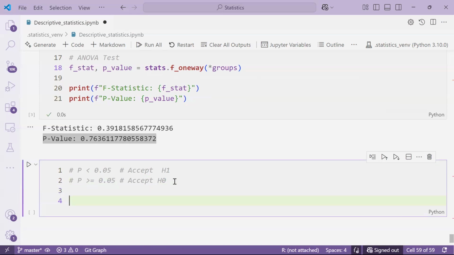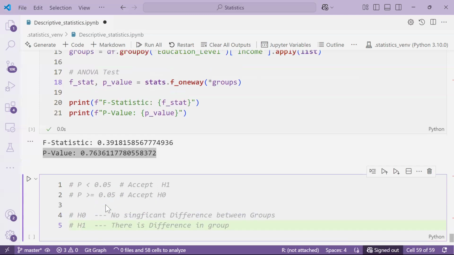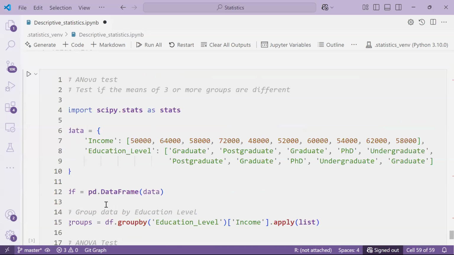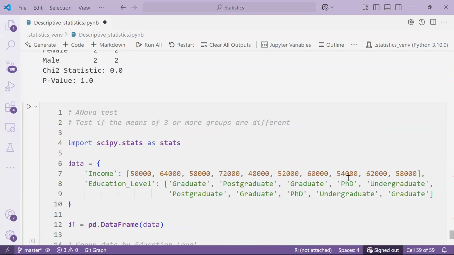So what is H0 for this particular scenario? H0 indicates no significant difference between groups. H1 indicates that there is a difference in groups. Is that correct? So from this particular study, what you understood is that even if you did graduation, the PhD, or the undergraduate, the salary was in the same range. There is no significant difference. Let's try now to increase the salary of the PhD candidates.